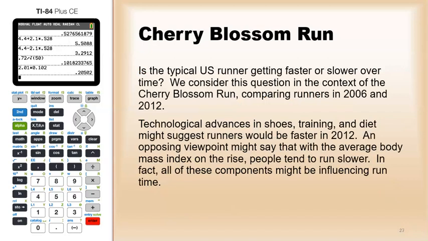Okay, so for example, is the typical US runner getting faster or slower over time? We consider this question in the context of the Cherry Blossom Run, comparing runners in 2006 and 2012. Technological advances in shoes, training, and diet might suggest runners could be faster in 2012. An opposing viewpoint might say that with the average body mass index on the rise, people will tend to run slower. And in fact, all these components might be influencing the run time.